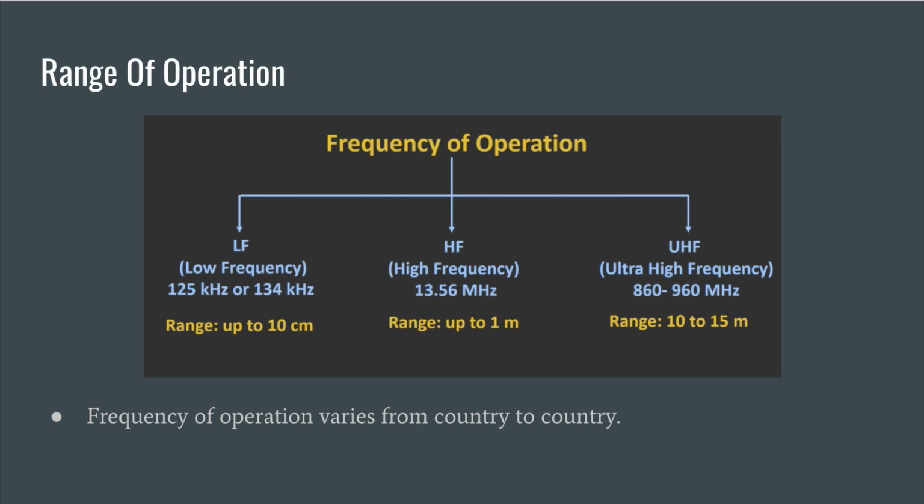RFID systems are mainly operated in three frequency bands. LF, or the low frequency band, operates at a frequency of 125 kHz to 134 kHz and has a range of around 10 centimeters. HF, or high frequency band, operates at a frequency of 13.56 MHz and has a range of around 1 meter. UHF, or the ultra high frequency band, operates at a frequency of 860 MHz to 960 MHz and has a range of around 10 to 15 meters. These frequencies, however, for each band vary from country to country.